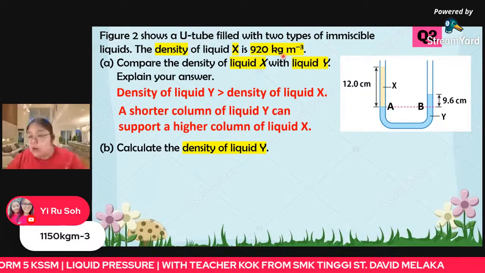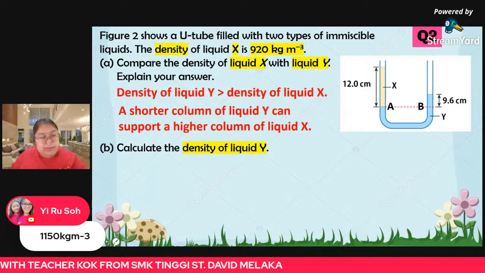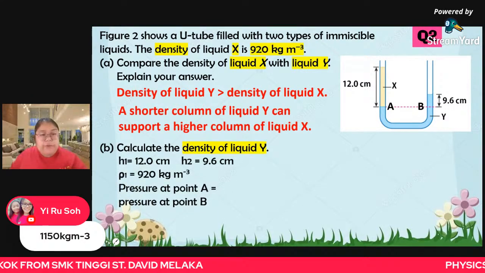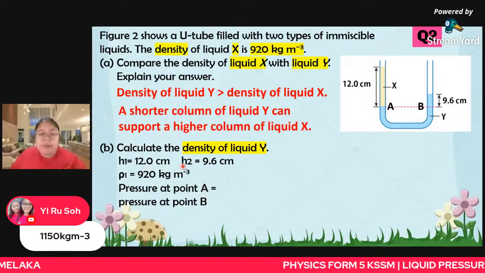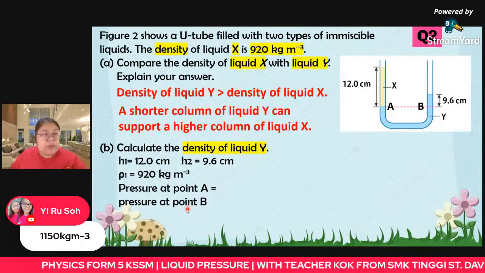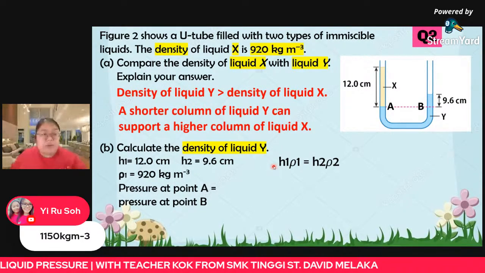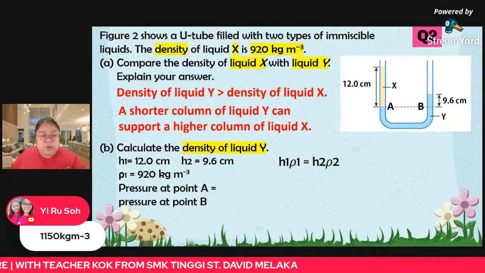Sabrina's also the same, so we go to chat. Lingha's also the same. So from here we write the info. h1 is 12 cm, then this one should be 9.6. Rho 1 is 920. Then the pressure at point A equals the pressure at point B. Then we continue: rho 1 h1 equals rho 2 h2.